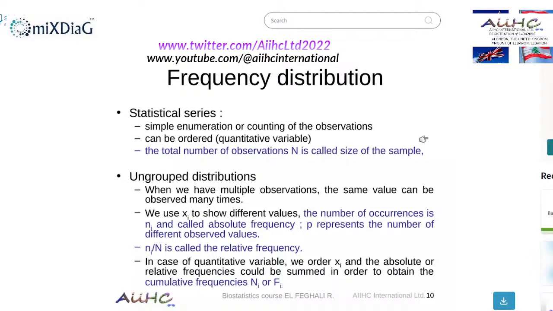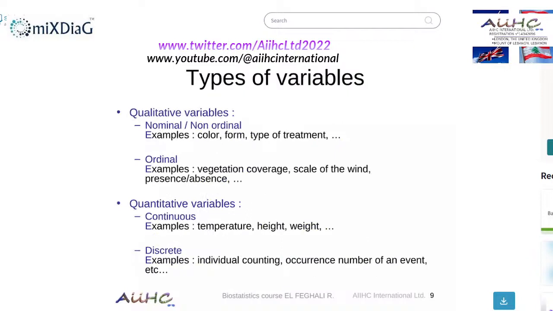simple enumeration or counting of the observations. Here, like I've told you, statistical series are based on counting and percentages. We have 90 cops over 100 who have committed bullying on citizens. A simple enumeration or counting of the observations can be ordered. Qualitative variable, like we said before; quantitative variable, you order, in fact, here. You have a quantitative variable, you order them.